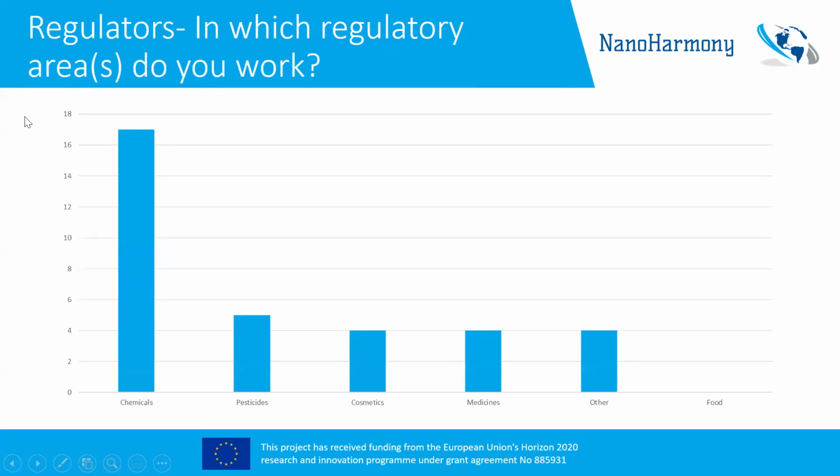For the regulators, they were asked in which regulatory areas they worked. And as you can see, the vast majority of them, as anticipated, were working indeed in chemical regulations, but we also had regulators who are working in pesticides, cosmetics, and medicines.